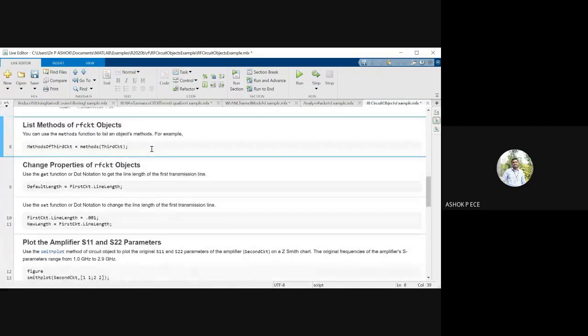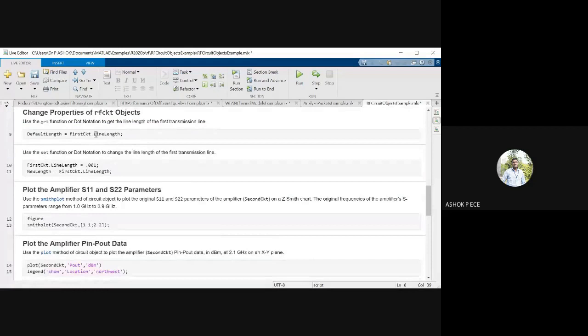Now I am going to use the methods of the third circuit to list the objects. For the first circuit, I am fixing the length. I'm finding the default length using the default length method, and I'm going to assign that to the new length. So I'm getting the default length and updating the new length. Whatever the default length is, I'm replacing it by 0.01.